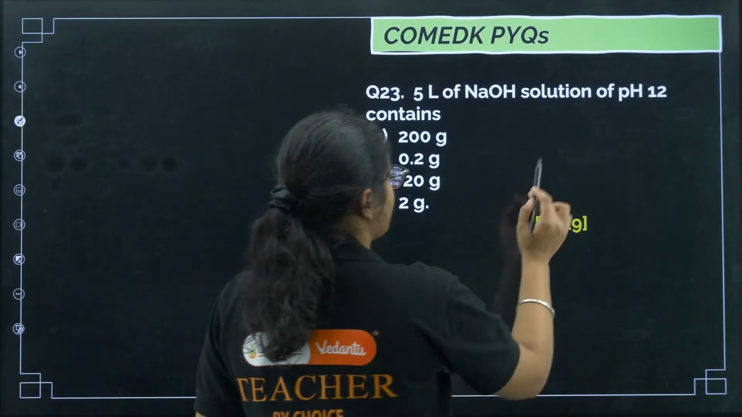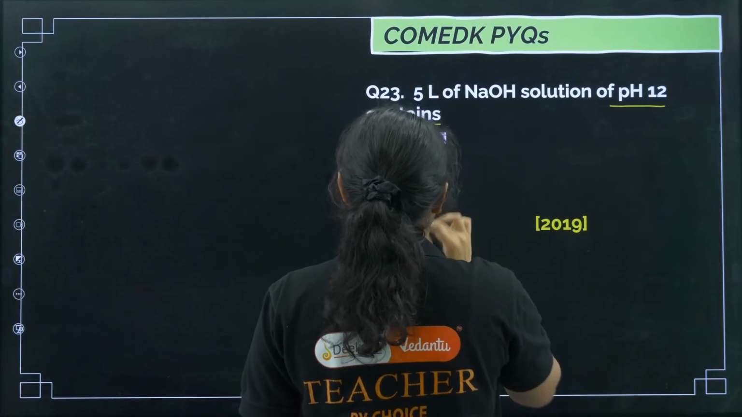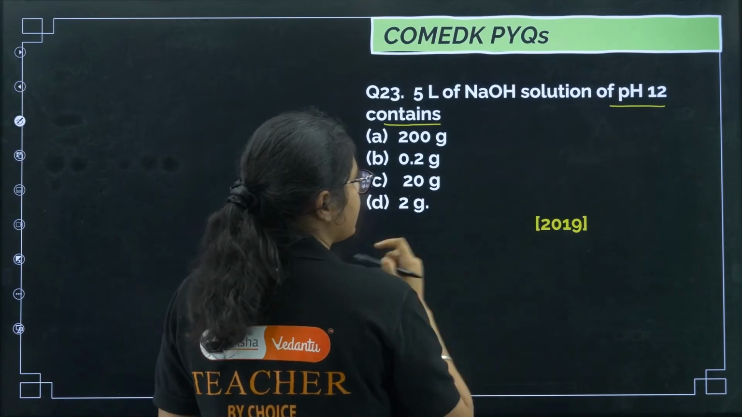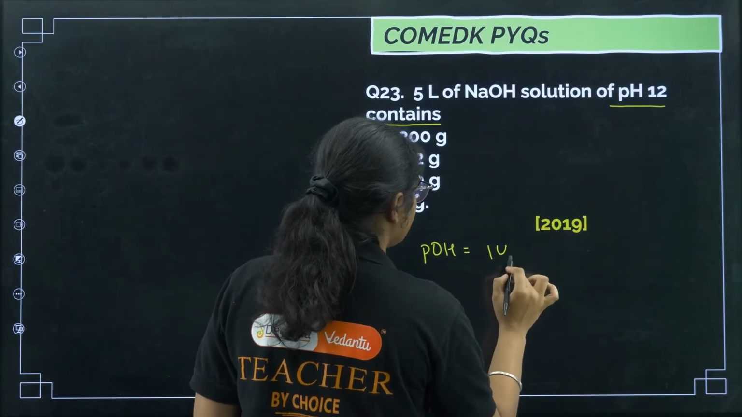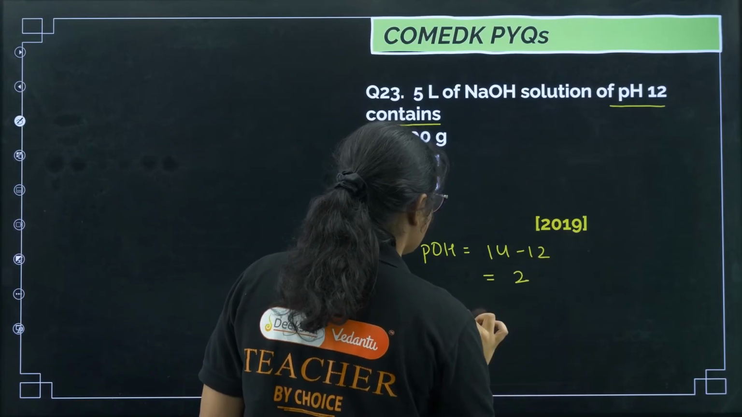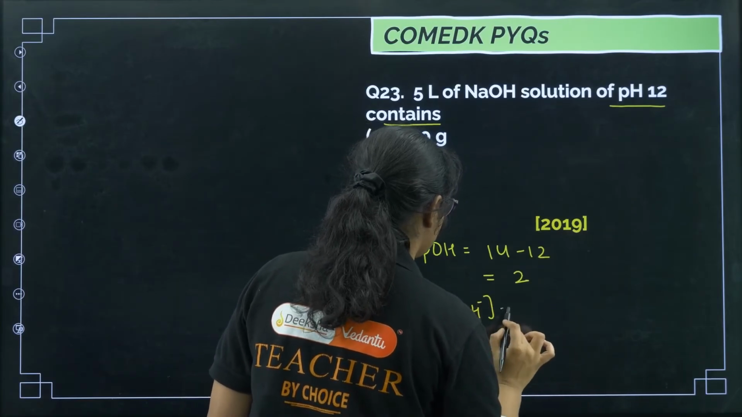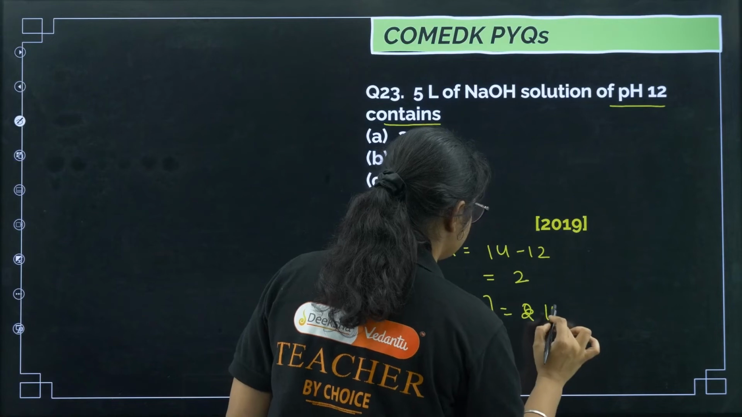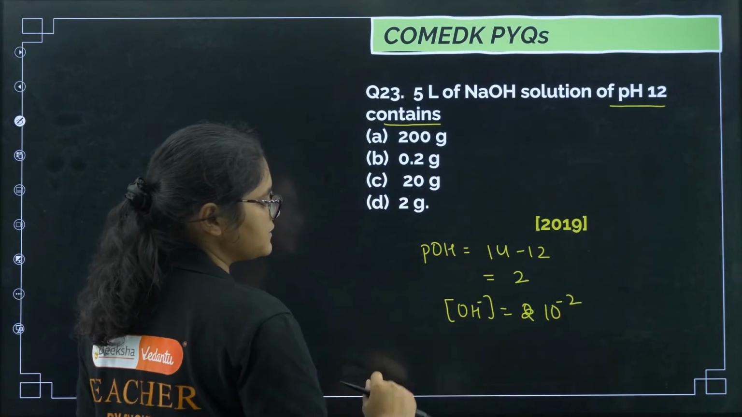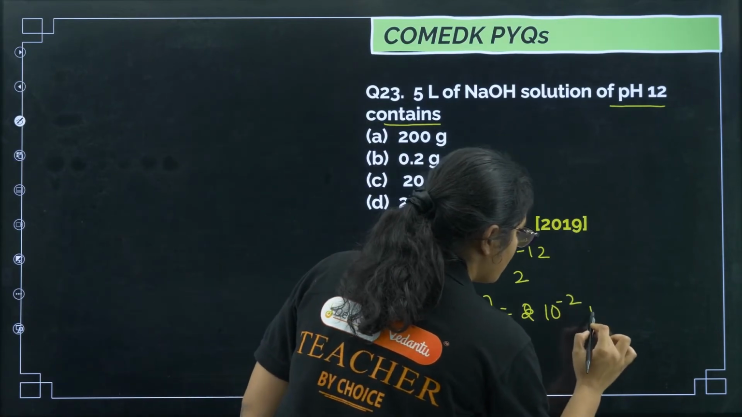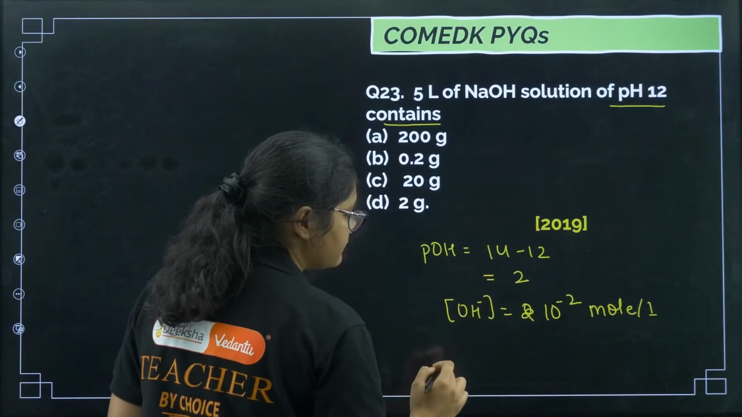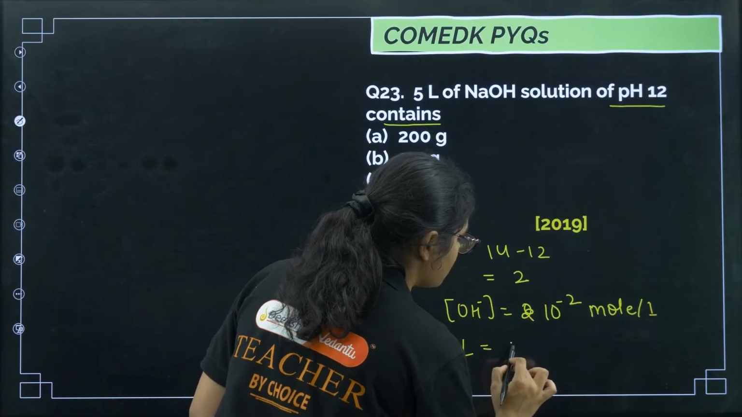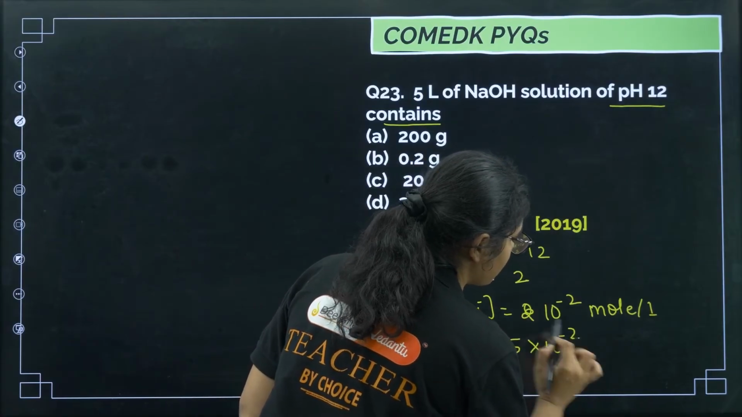Next, 5 liters of NaOH has pH of 12 contains. Okay, so if that has pH of 12, then what is the value of pOH? That is 14 minus 12, right? That is equal to 2. So OH- concentration is how much? 10 to the power of minus 2. Okay, this is the OH- concentration in moles per liter. Now if you take 5 liters, what will be the amount? 5 into 10 to the power of minus 2.